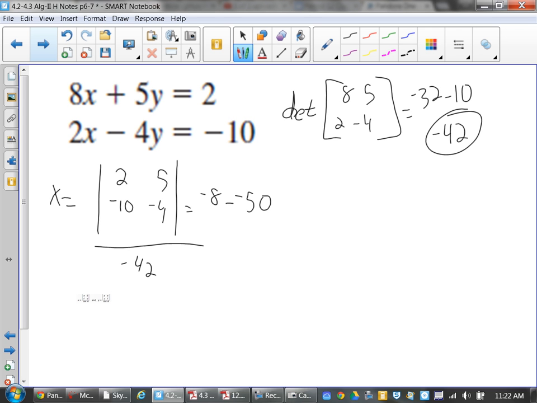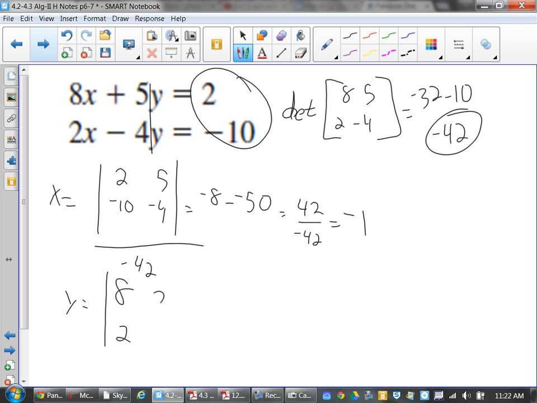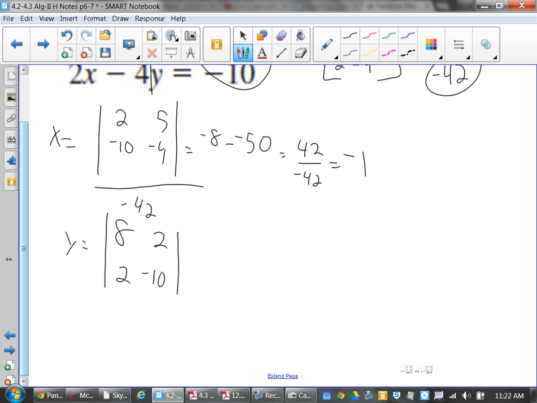For the y, do you use a different diagonal, like subtracting things? Could you go back to the last one? When I go to y, watch what happens. I'm going to take this column in, put it into the y column. So I'll have 8, 2, 2, oops, and then I divide it by -42.